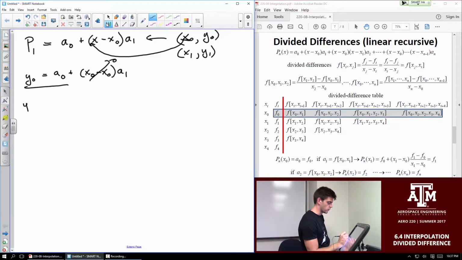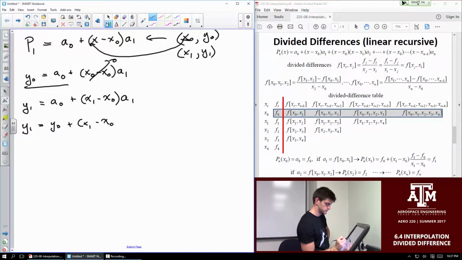Now we want to find y sub 1. Y sub 1 is equal to, or sorry, we don't want to find y sub 1. We want to find a sub 1. A naught plus x sub 1 minus x sub 0, or x naught, times a1. We already have that a naught is y naught, so we can rewrite this like this. And we can solve for a1. a1 is equal to y1 minus y naught over x1 minus x naught.